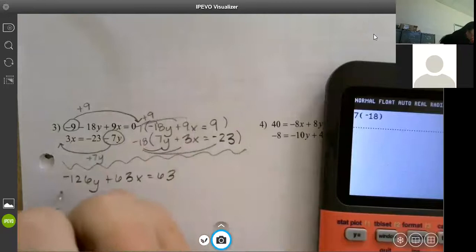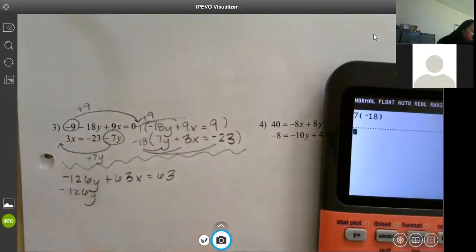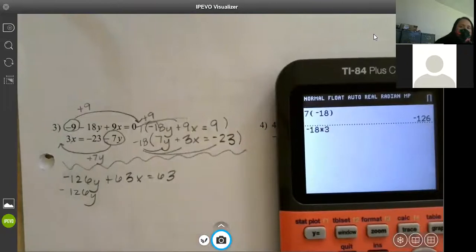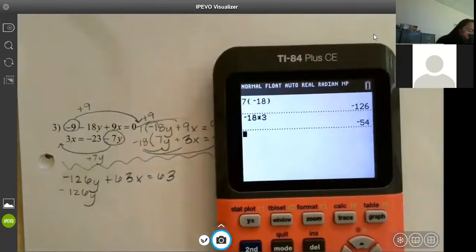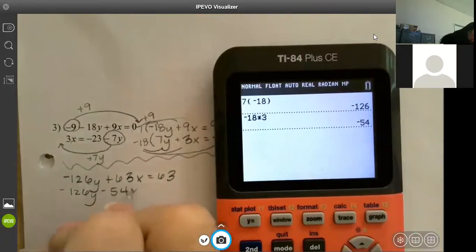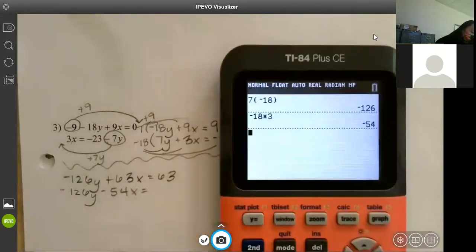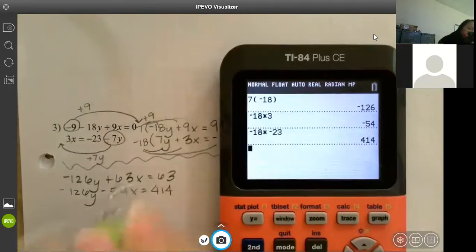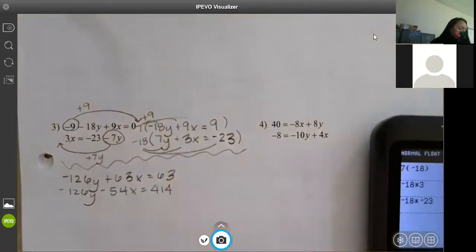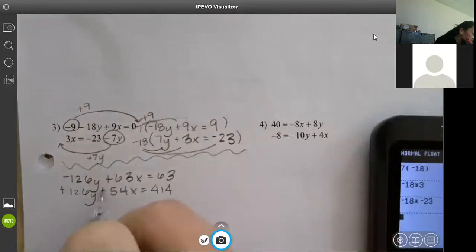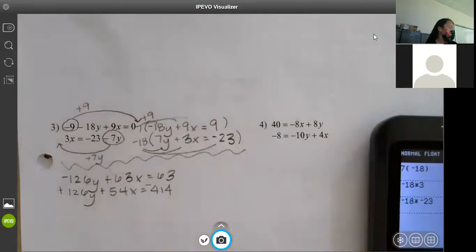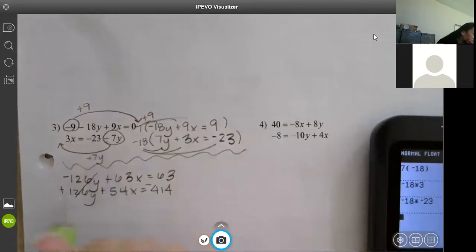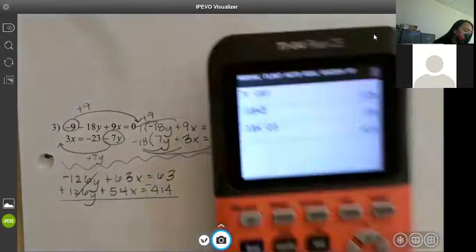So negative 18 times 7 is negative 126y. Negative 18 times 3 is negative 54. And then negative 18 times negative 23 is 414. Those are your new equations. All right, so our y's are exactly the same, but we have to get them to cancel out. So change, change, change. We've been doing that for 2 days now. That'll get your y's to cancel out, and then you're going to solve like normal.